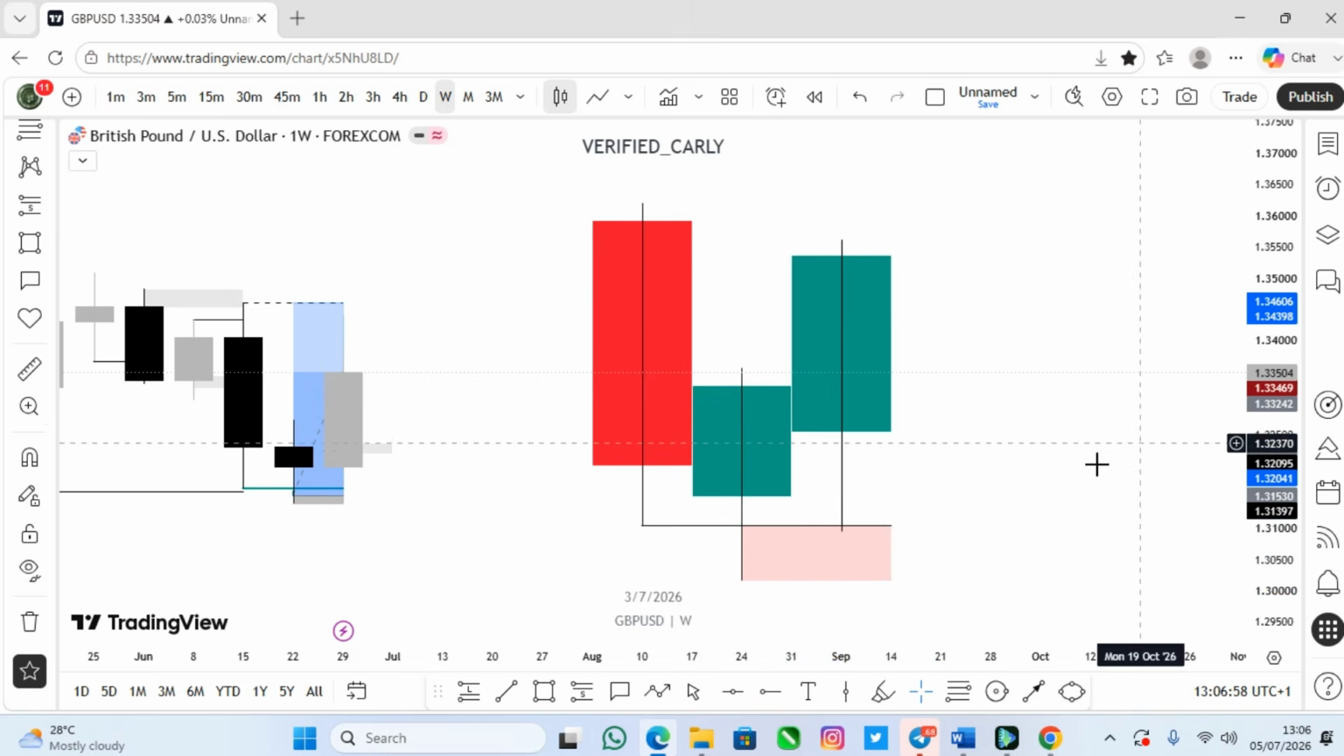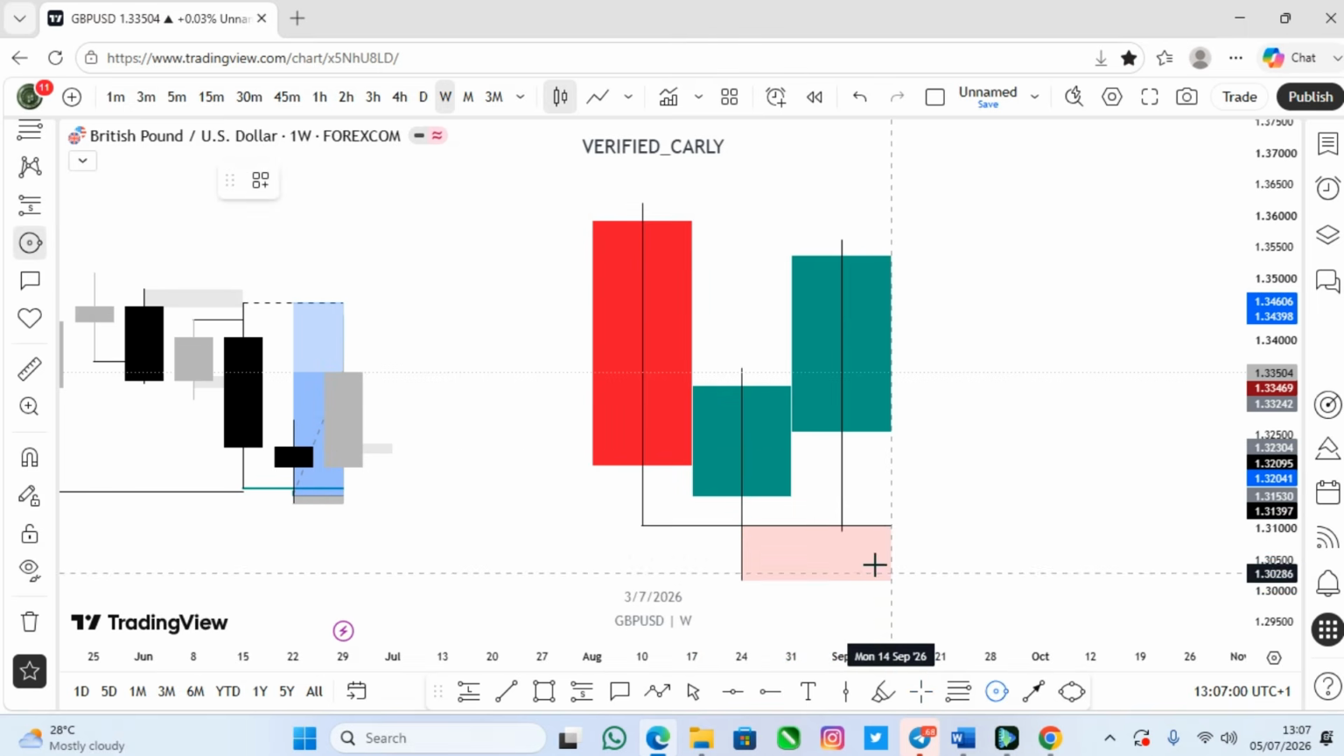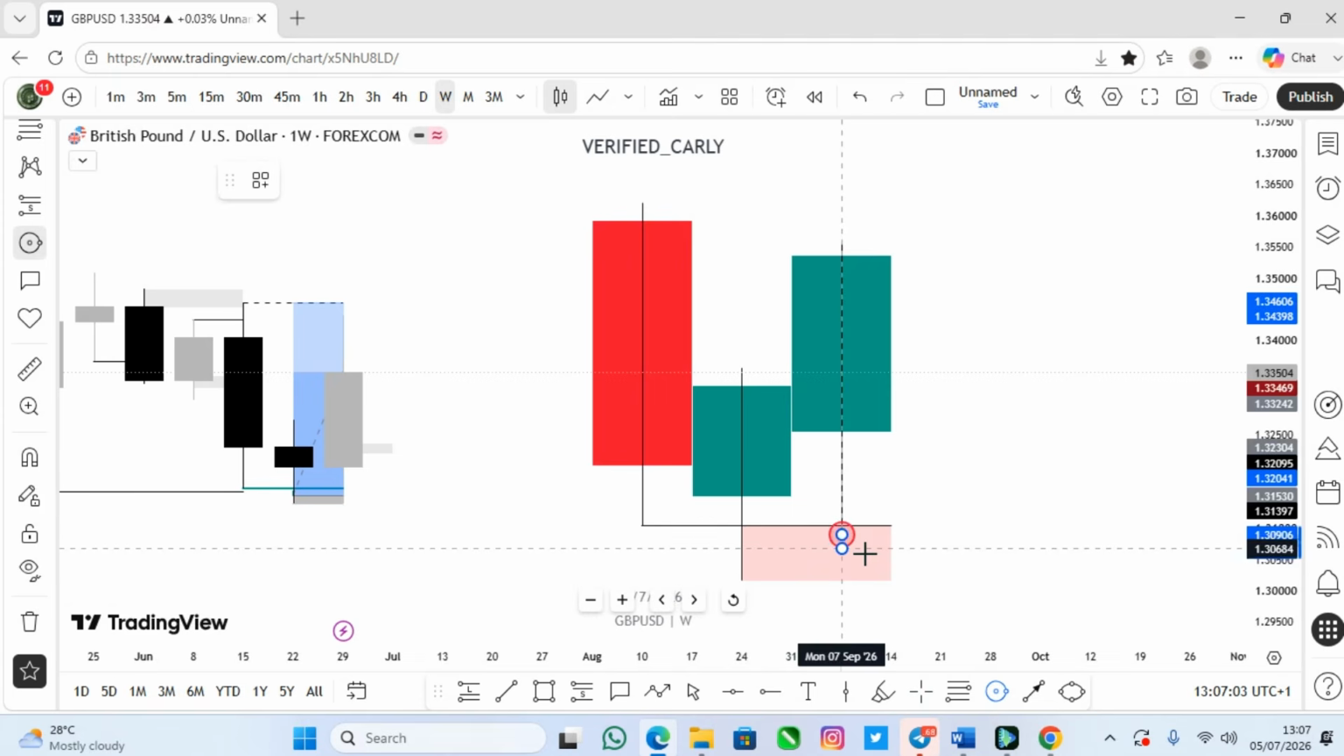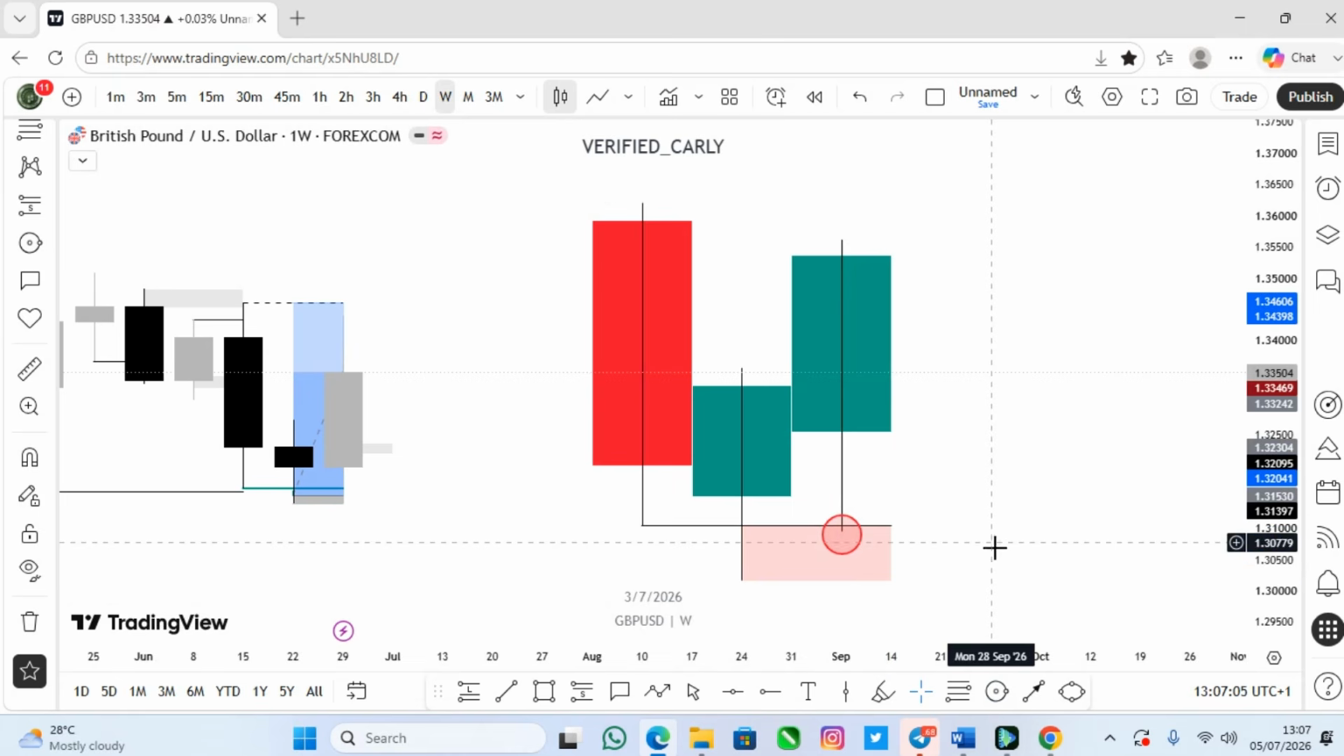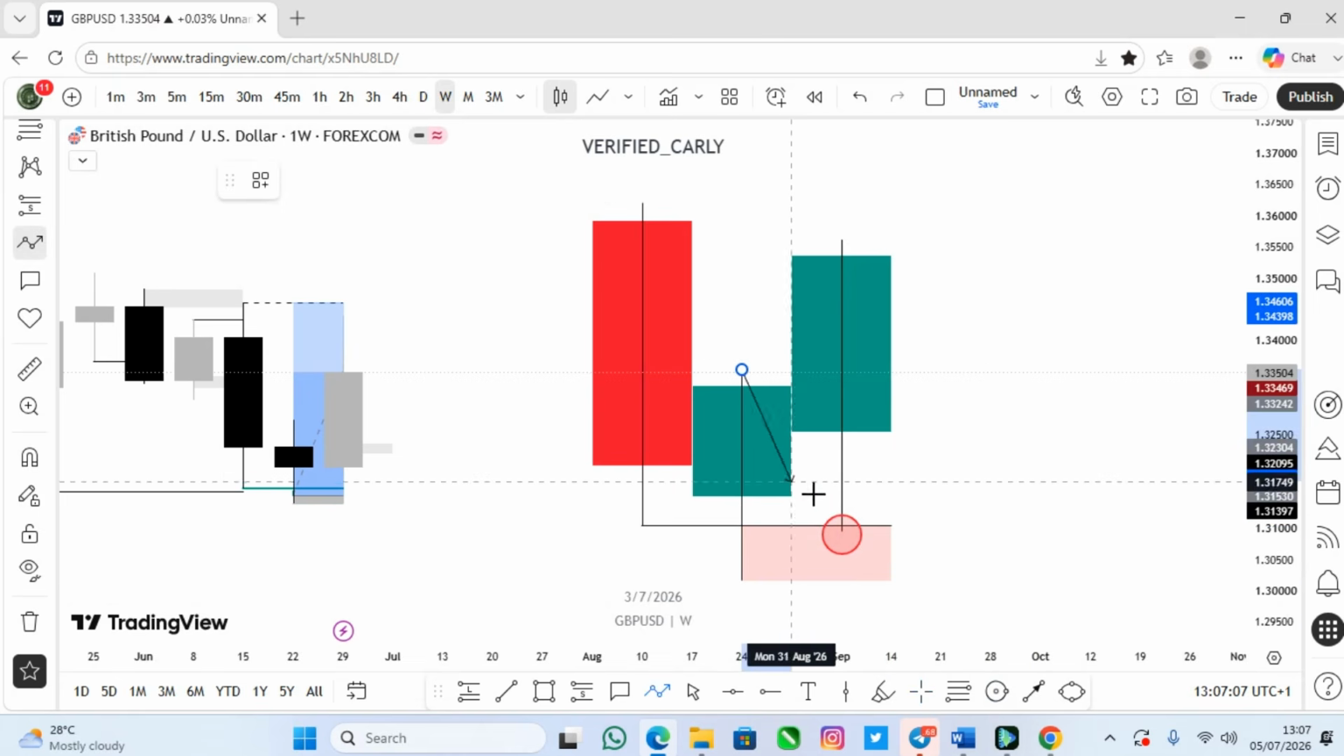Those are the two. Immediately price comes back down and mitigates this zone, this usually happens all the time. It is going to reject. You are going to see a strong rejection from that particular zone.